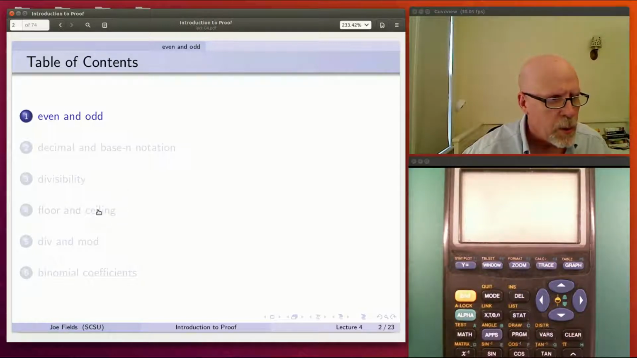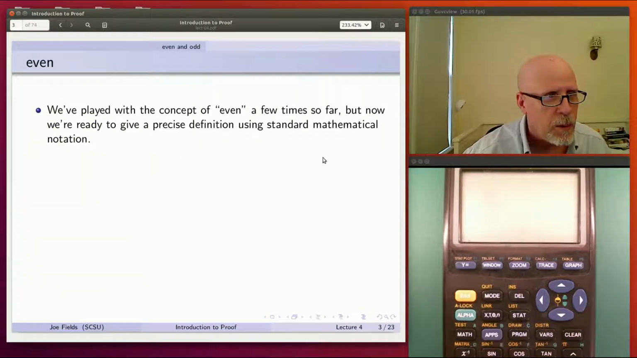Floor and ceiling, which are basically ways to talk about rounding. Div and mod are pieces of the quotient and remainder theorem, and binomial coefficients. Well, those are the topics. Let's get rolling. The first one, even and odd.